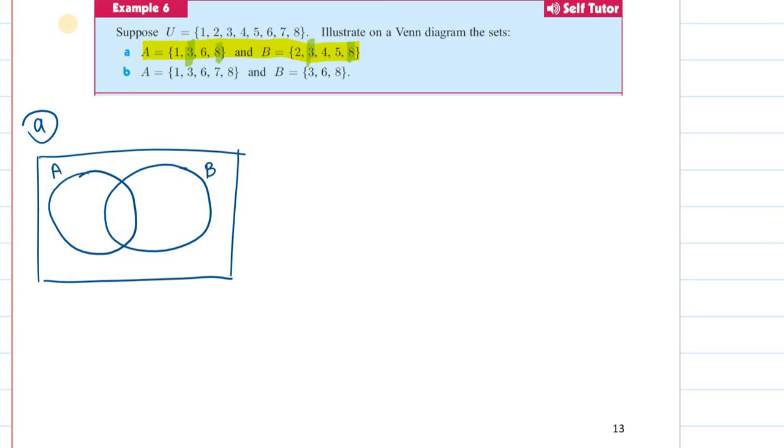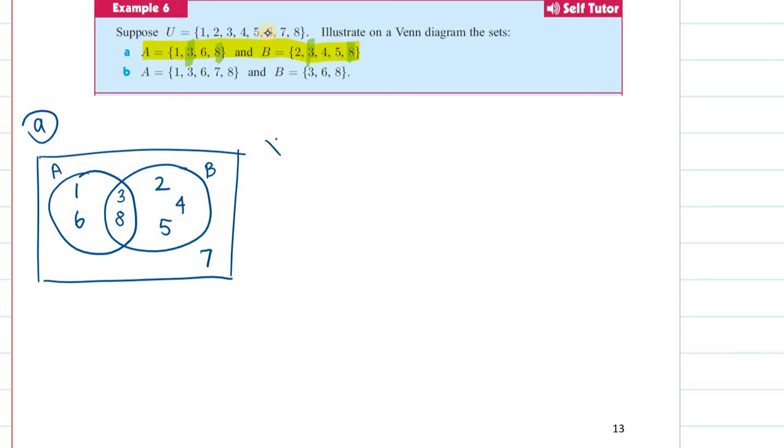So what's in A? The numbers 1 and 6 are in A all by themselves. The numbers 2, 4, and 5 are in B all by themselves. Recall the highlighted green, those were the numbers 3 and 8. Then we have to double check, is that all of the numbers in the universe? Is everything accounted for? We've got 1, 2, 3, 4, 5, 6, and 7 was not accounted for. So 7 is out here. 7 is in the universe, but it's not in either set A or set B.